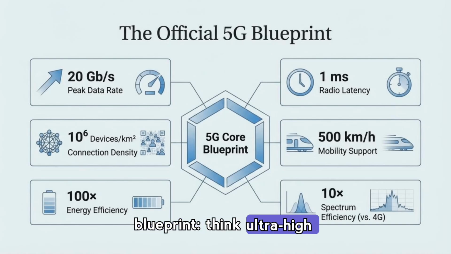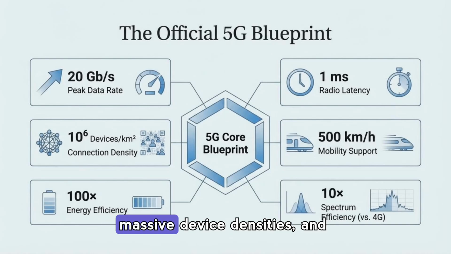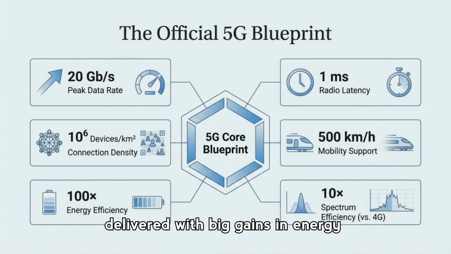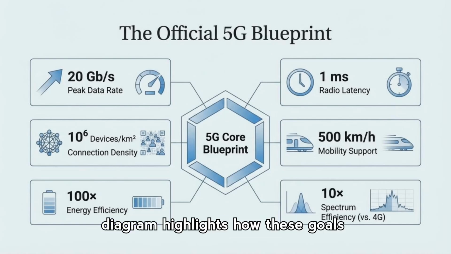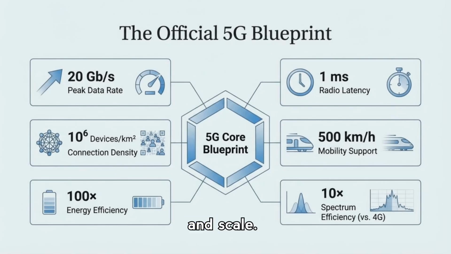This slide lays out the official 5G blueprint. Think ultra-high throughput, millisecond latencies, massive device densities, and support for high-speed mobility, all delivered with big gains in energy and spectrum efficiency. The diagram highlights how these goals combine to enable new services. So keep in mind, 5G is really about balancing capacity, responsiveness, and scale.